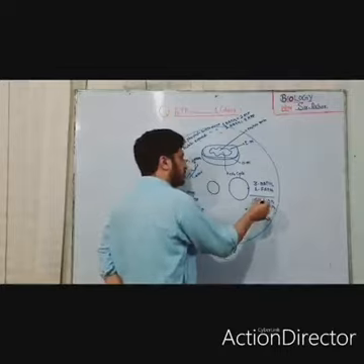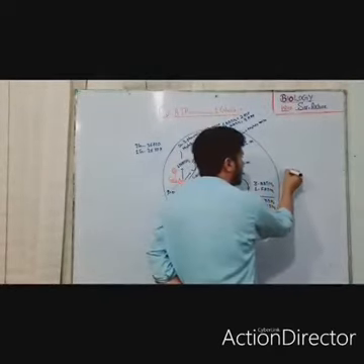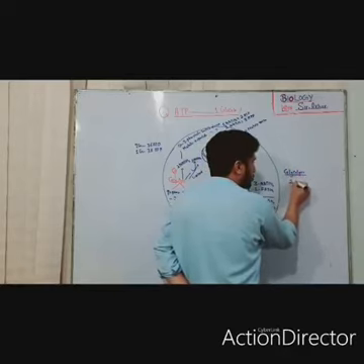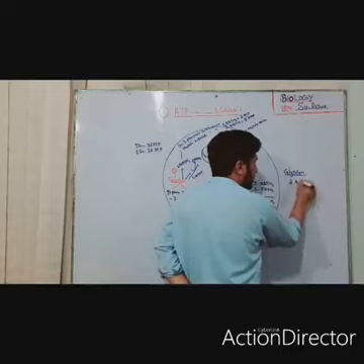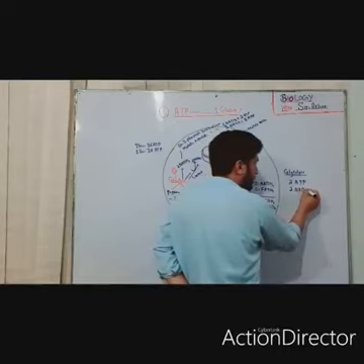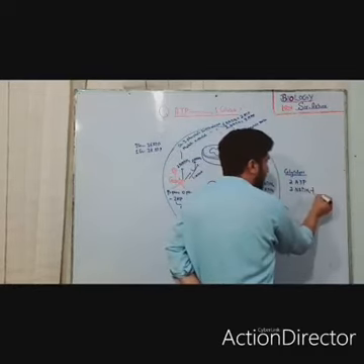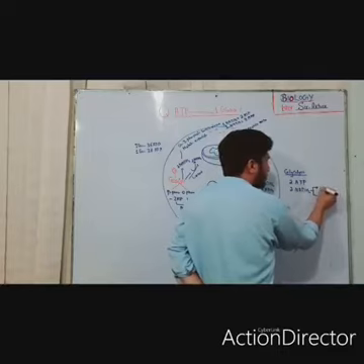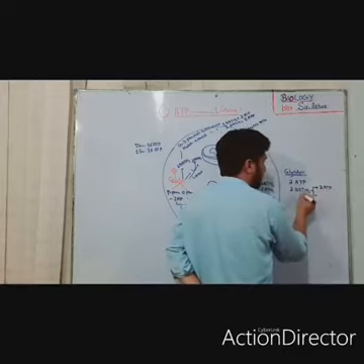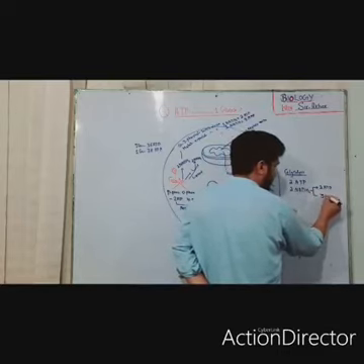Now let's write the total calculation. Glycolysis: 2 ATP on substrate level and 2 NADH2, which go through a shuttle. From one shuttle, 1 NADH2 is converted into 2 ATP, and from another shuttle, 1 molecule of NADH2 is converted into 3 ATP.